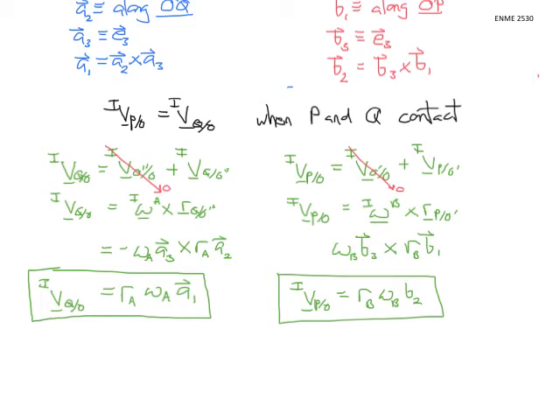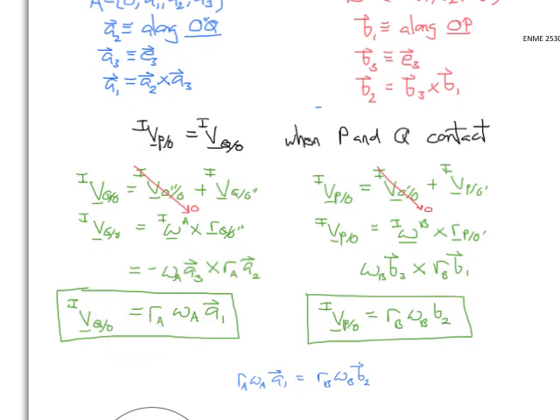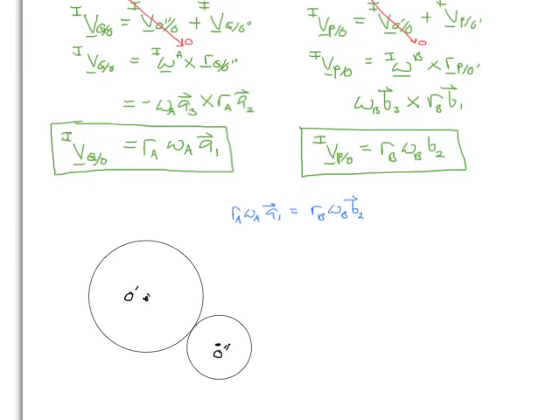And so when we set these equal to each other, we get r sub A omega A in the A1 direction is equivalent to r sub B omega sub B in the B2 direction. Now we still don't have an expression yet for omega sub B because we have a mixed basis. Our left-hand side is in the basis for the A frame, and our right-hand side is in the basis for the B frame. So what we need to do is see how these vectors relate to each other. How does A1 relate to B2?